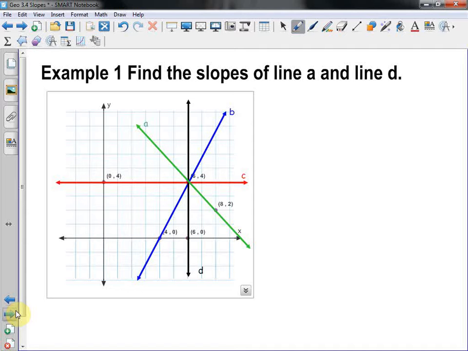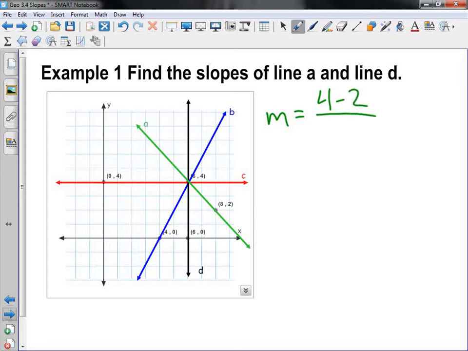Which color is line A? Green, right? So green goes from this point to this point. So let's do one. I know slope will be equal to the top over the bottom. Top is what variable? The rise, which is the y's. So I'm going to do y minus y. Which y do you want to subtract? The top one, so the 4. We're going to do 4 minus my other y, which is 2.